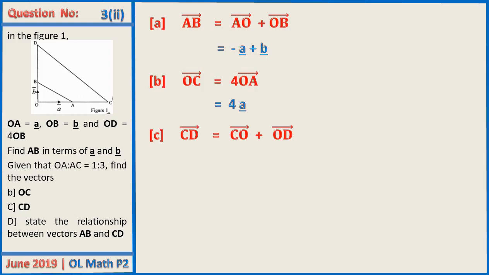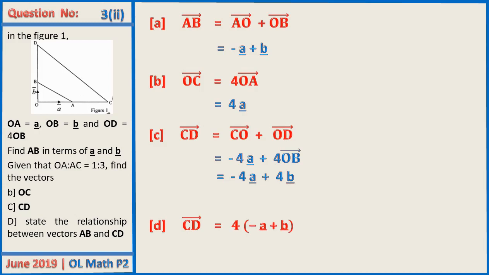Then to look for CD, to move from C to D, you have to move from C to O and from O to D. And from C to O, we have minus 4a because OC is 4a. So CO is minus 4a. And from O to D, according to this question, OD is 4OB. So we have plus 4 times OB, but our OB is the small vector b. So this will give us minus 4a plus 4b.